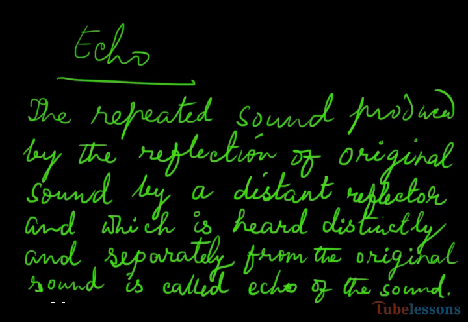Now, why are we studying distant reflectors about the production of echo? If a minimum distance is not maintained between the reflector and the source, then echo will not be heard by a listener. Now we will discuss the minimum distance between the reflector and the source. Before going to that, we have to know what is persistence of hearing.